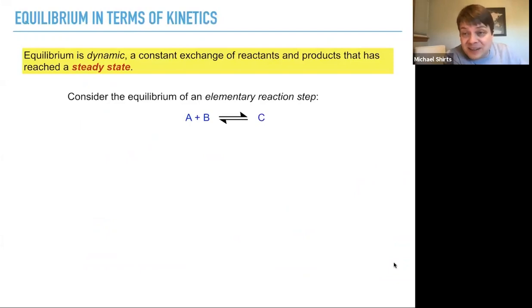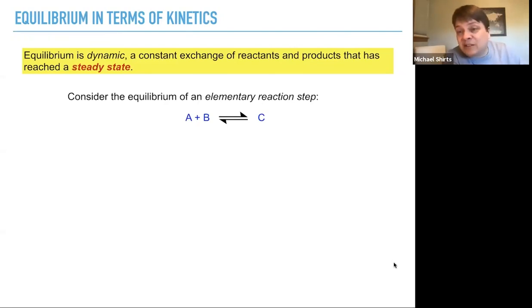There's an equation the system must satisfy, which means we can get some information out of that. So let's start with considering the equilibrium of an elementary reaction step. This is like a second order bimolecular reaction, A plus B reacting to reach C, and then in the reverse direction, it's first order.